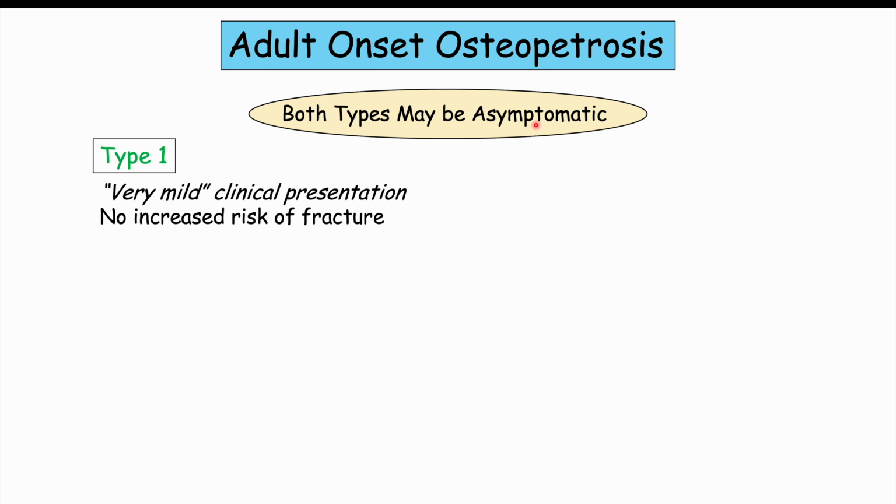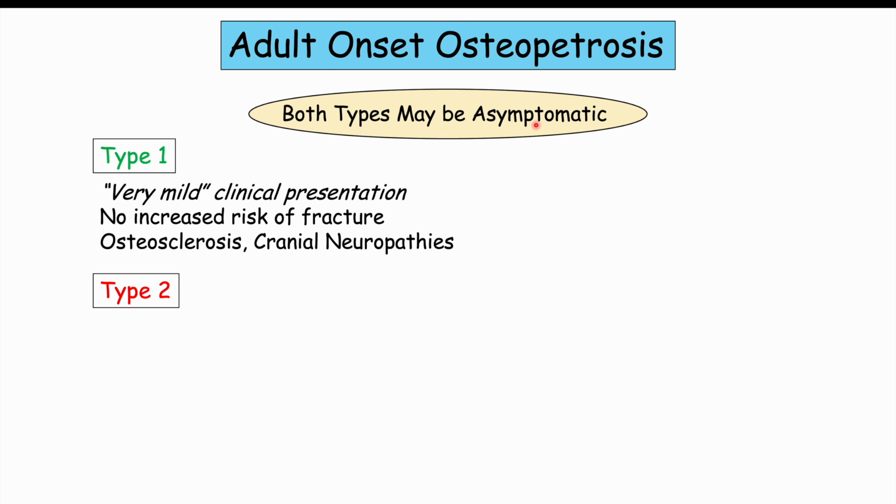Again, very mild clinical presentation. There's no increased risk of fracture in this type, but there is still osteosclerosis. There's still a thickening of bone, especially in the cranial vault or the top of the dome of the skull. That's where we're going to see increased thickening of bone. We can also see some cranial neuropathies in this type as well, but again, it's going to be mild compared to other forms of osteopetrosis.